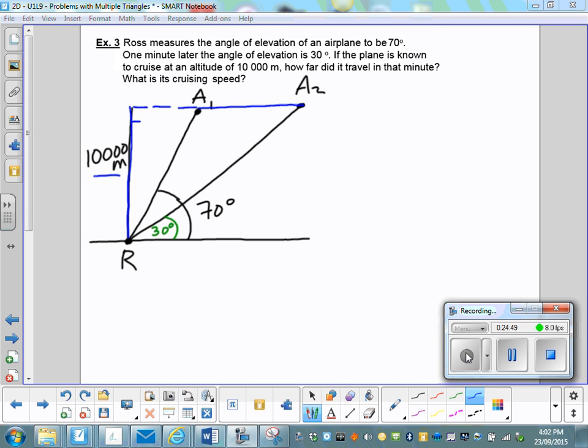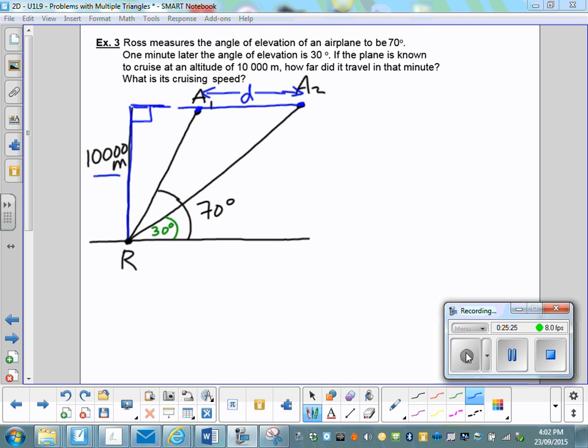That's going to create a right angle here, which is probably going to be helpful for us. And we want to know what distance they travel in this minute. So from here, when Ross measured the angle of elevation where the plane was originally, that's A1. And we want to know how far did they travel in that minute from where it started over to where it was measured at the end. All right? So we've got everything labeled there.